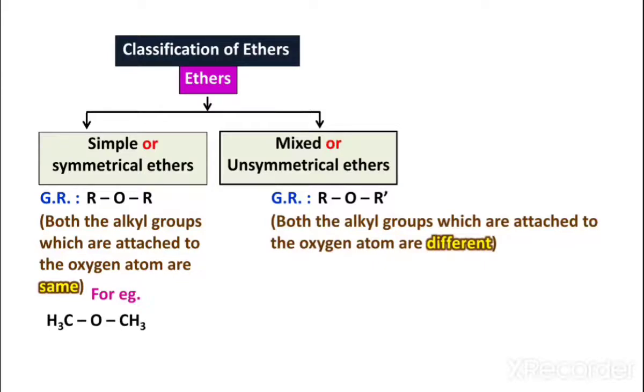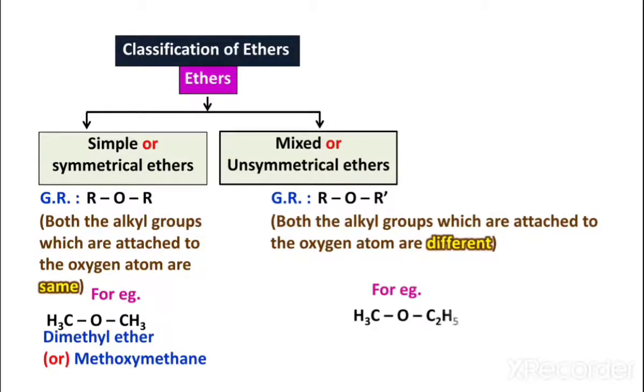For example, CH3OCH3, that means dimethyl ether, is an example of symmetrical ether, also called methoxymethane. And in case of unsymmetrical ether, CH3OC2H5, that means ethyl methyl ether, is an example of unsymmetrical ether. Here this R and R dash should be different, and in case of symmetrical ether, the R and this R both are the same.